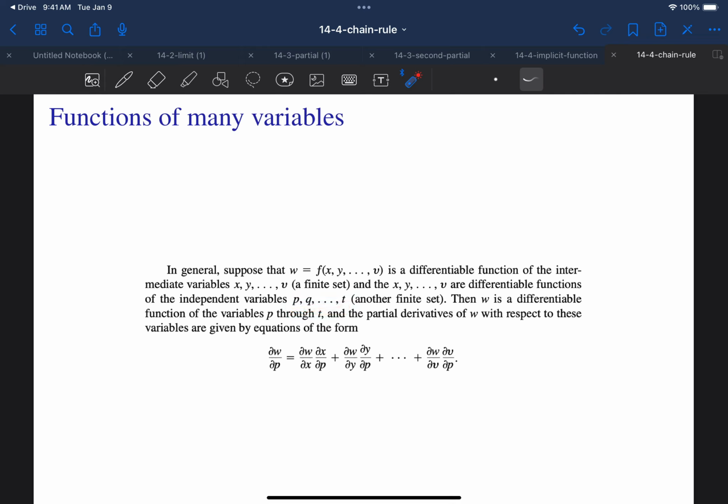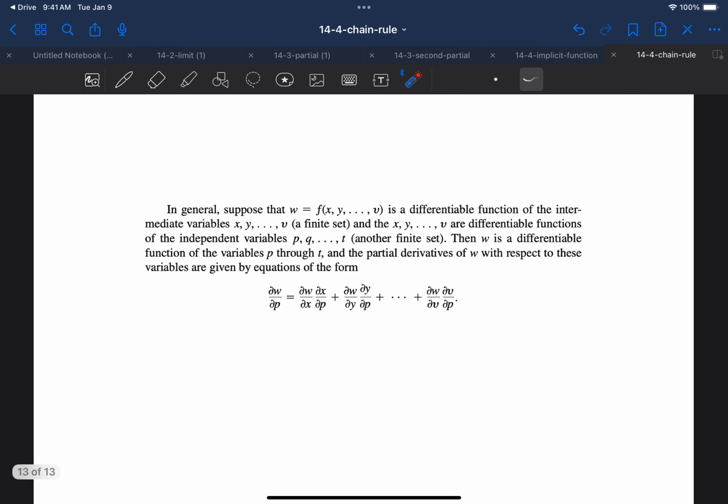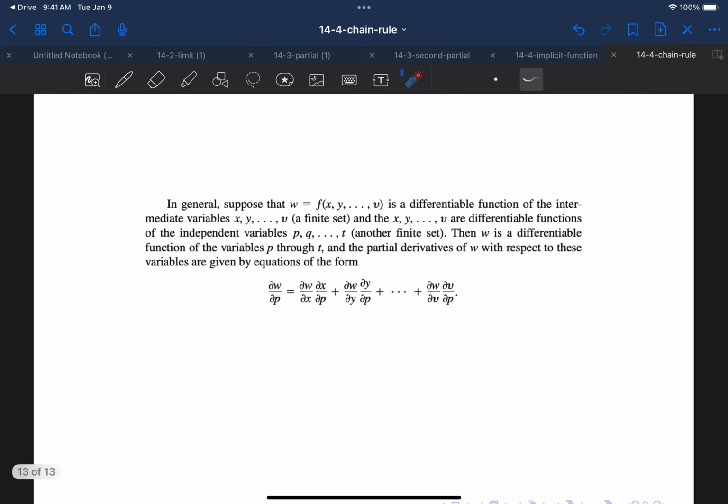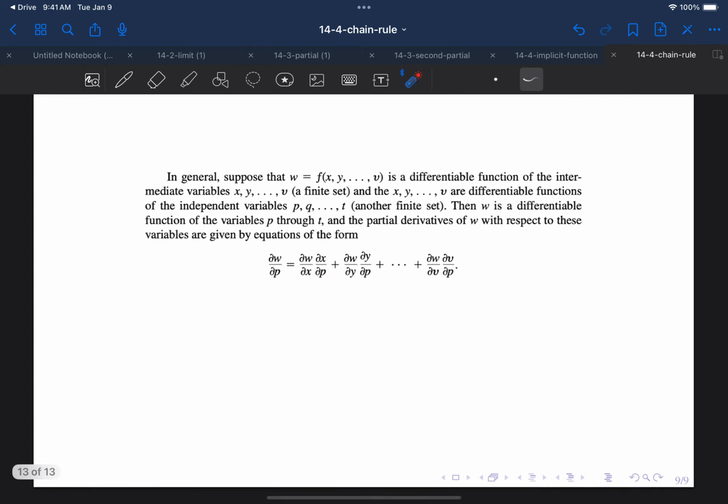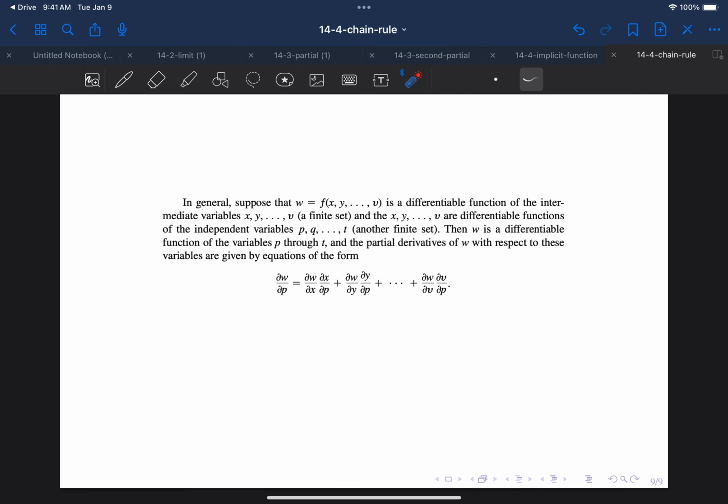So there could be many. In that case, eventually w is a function of those p, q, t. Then you can ask wp, wq, wt. Then we can always write the chain rule. And the way to do that, the correct form comes from the diagram. All right, that's pretty much everything, and we're going to stop here.